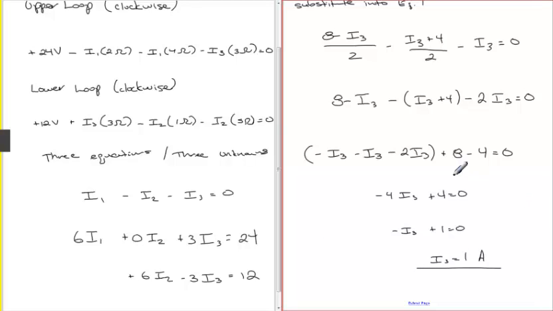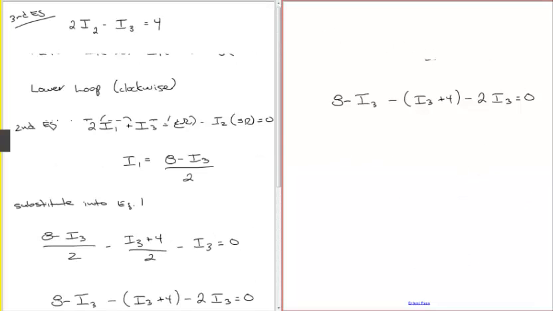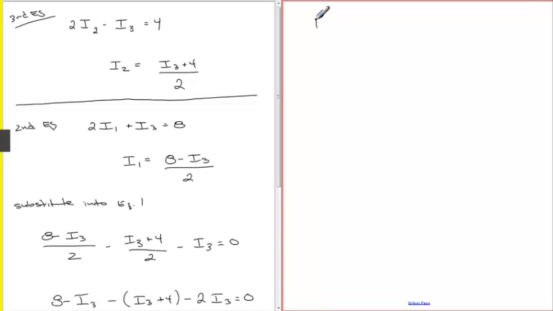Now all we have to do is back substitution. So let's add a page. Let's write I3 equals 1 amp. So we can plug back in, so we know that I1 is equal to 8 minus 1 divided by 2, which would be 7 halves amps. And I2 is going to be 1 plus 4, divided by 2. 1 plus 4 is 5. Okay, so that's 5 halves amps.